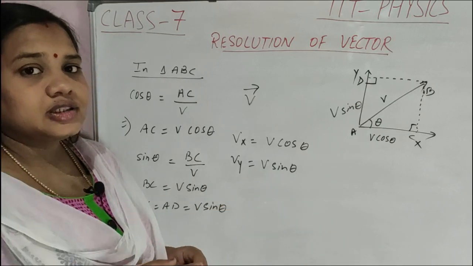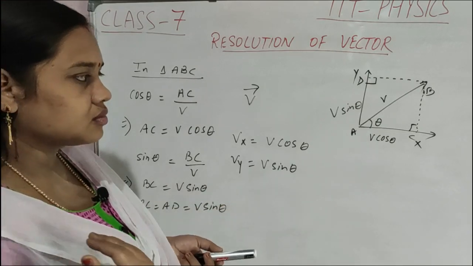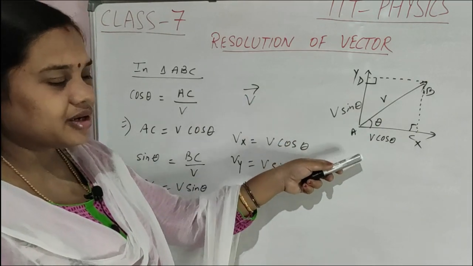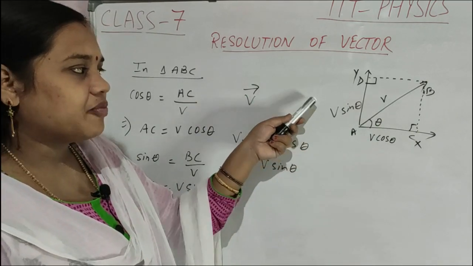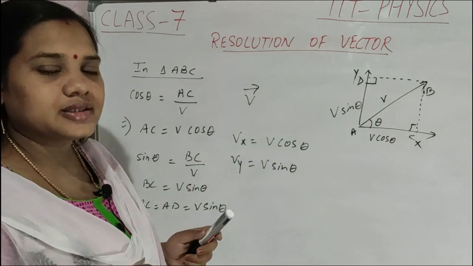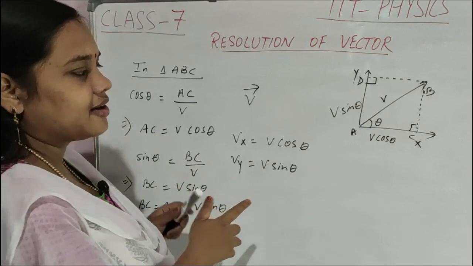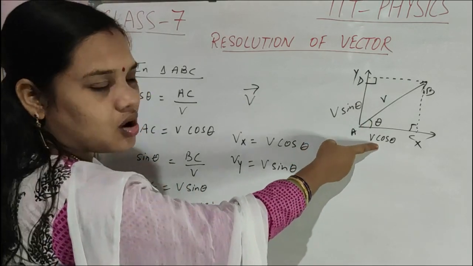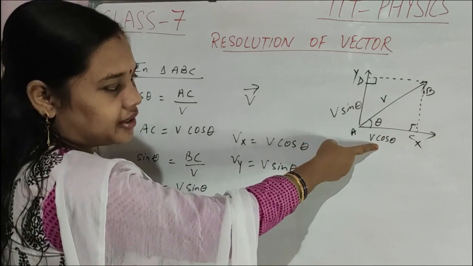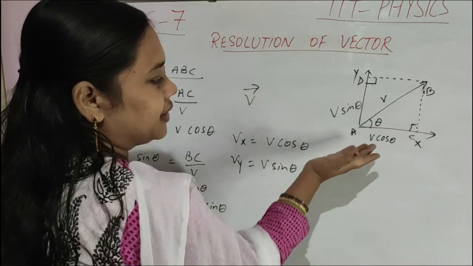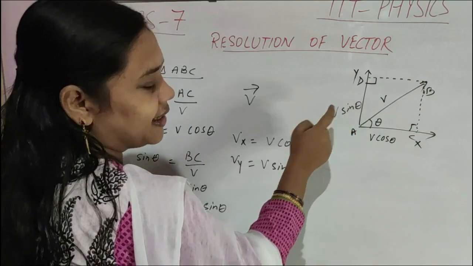Now, you don't just learn this by heart, that the down one is always V cos theta and the up one is always V sin theta. Not like this. Don't memorize it like that. You can think this way: whichever side theta is there, that side cos will come. This side theta will be there, that side cos will come, and its perpendicular side sine will come.